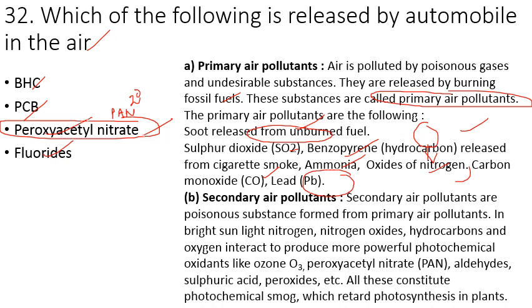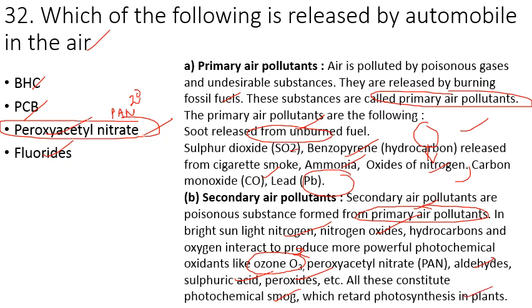The next category of pollutant is secondary air pollutants. So secondary air pollutants are poisonous substances formed from primary air pollutants. Say in bright sunlight, nitrogen oxide, hydrocarbons, and oxygen interact to produce more powerful photochemical oxidants, like we have this one, that is ozone, which is a very dangerous pollutant in the troposphere. Then we have this peroxyacyl nitrate that is formed from the oxides of nitrogen. Then we have aldehyde, sulfuric acid, peroxides, etc. So all these constitute photochemical smog, which retards photosynthesis in plants.